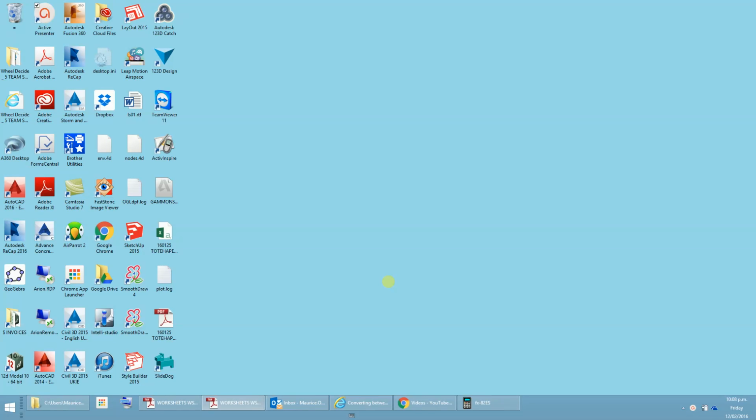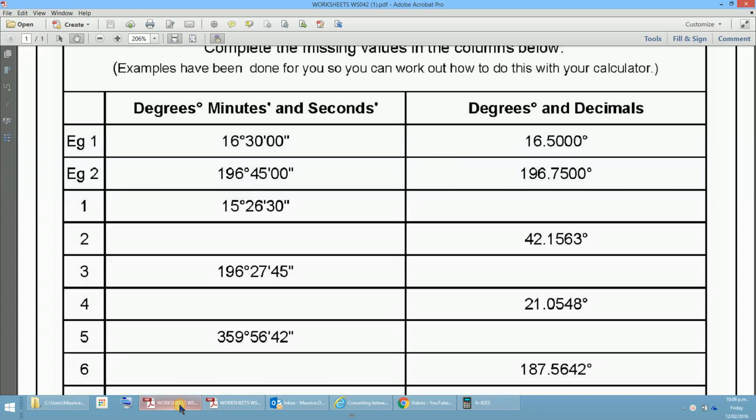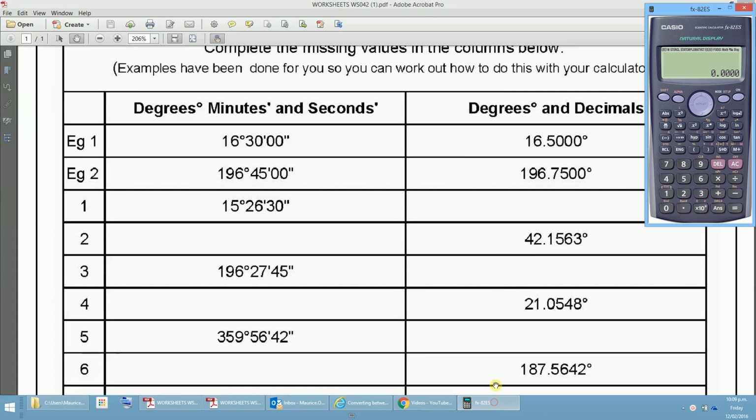Hello, Mario! In this video, I'm going to take a look at using the CASIO FX calculator to do some degrees, minutes and seconds calculations based on a worksheet that I've been using for some of my courses.